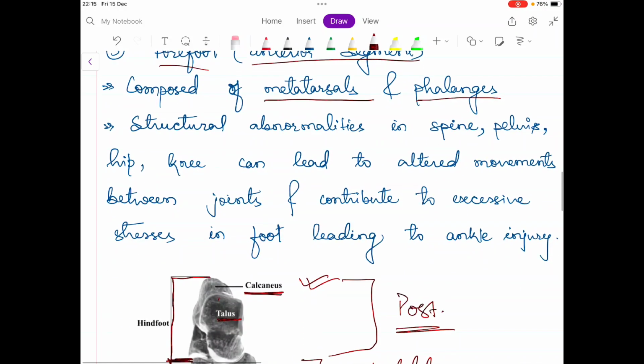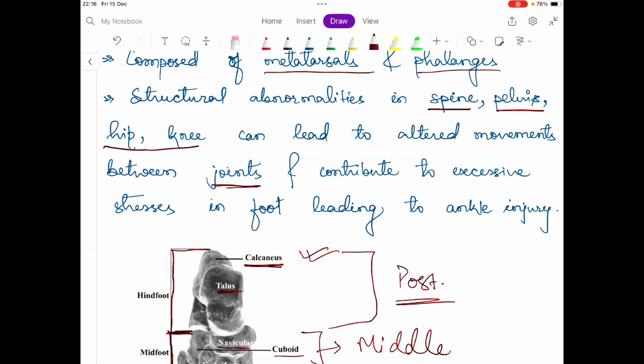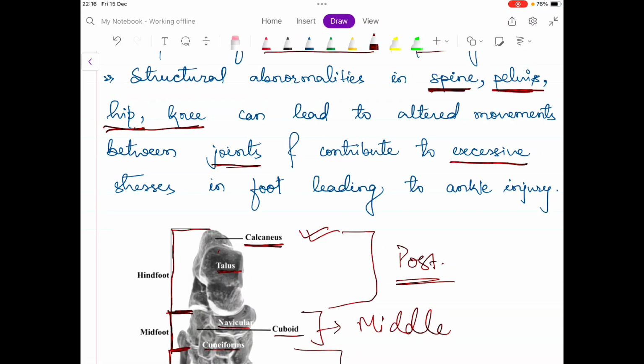Now structural abnormalities in the spine, pelvis, hip or knee can lead to altered movements between the joints. There are 25 different joints which we have already studied. At least we have known all the names of the joints. So if there are certain abnormalities in the spine, pelvis, hip or knee, they can lead to altered movements between these 25 joints, which can contribute to excessive stress in the foot, which can definitely lead to ankle injury or any kind of ankle condition.